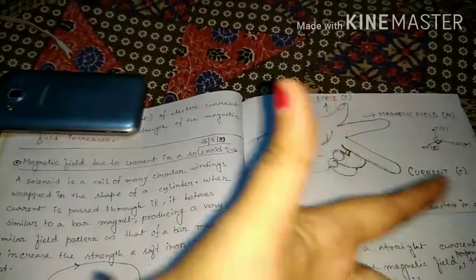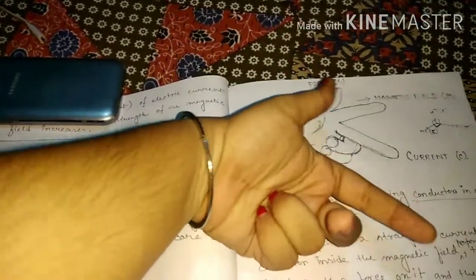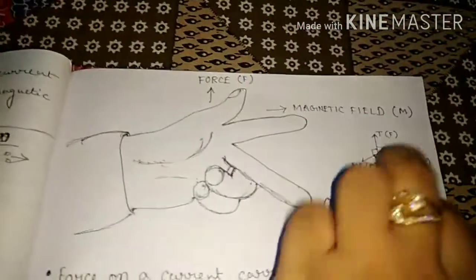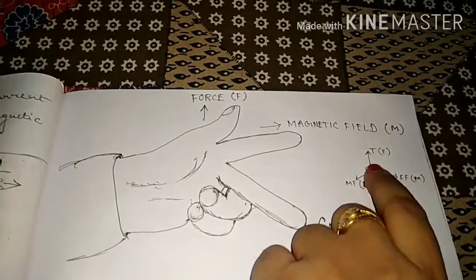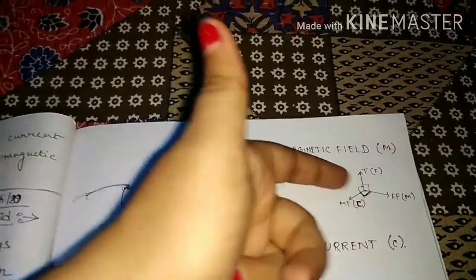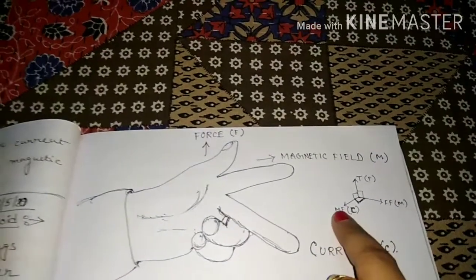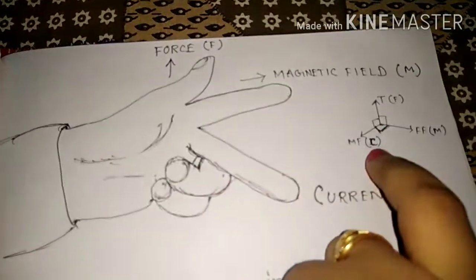Clear? See this diagram like this way. This is the thumb, this is the forefinger, this is the middle finger. This is a normal diagram. For understanding, this is the thumb, FF means forefinger, which denotes the direction of magnetic field. Middle finger, MF, represents current.